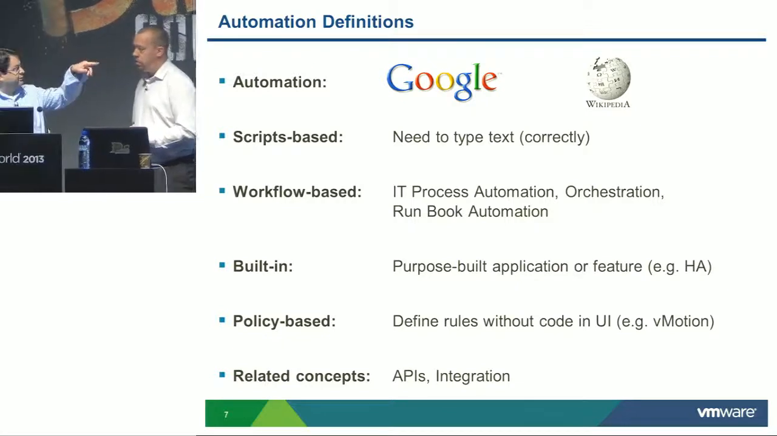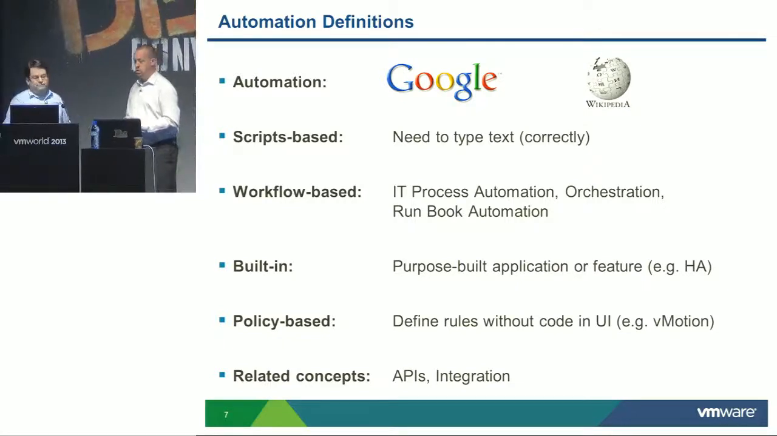So did you get lazy and just put a link to Google and Wikipedia? You didn't want to define automation? Yeah, absolutely. Just want to clarify.